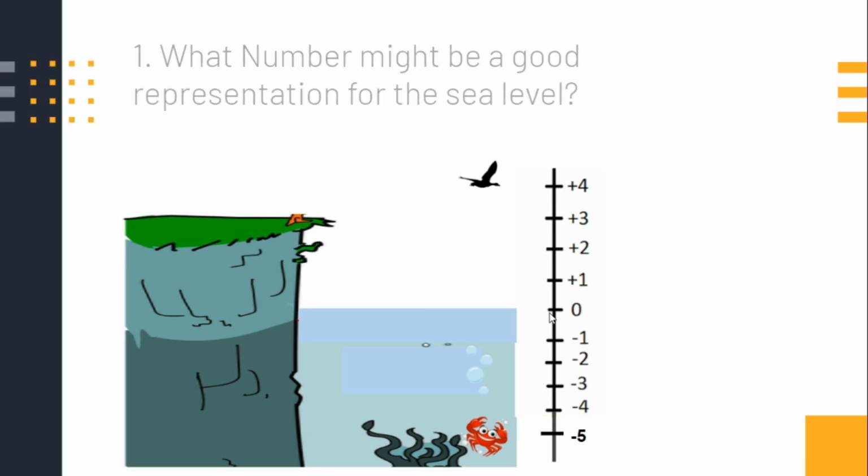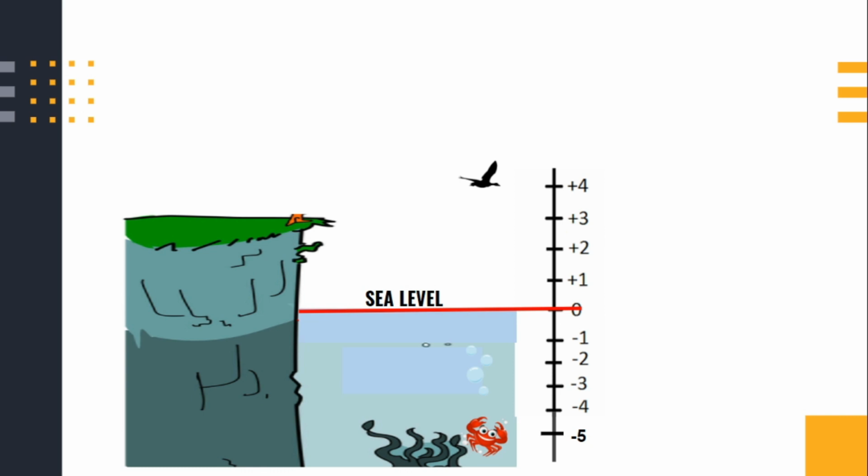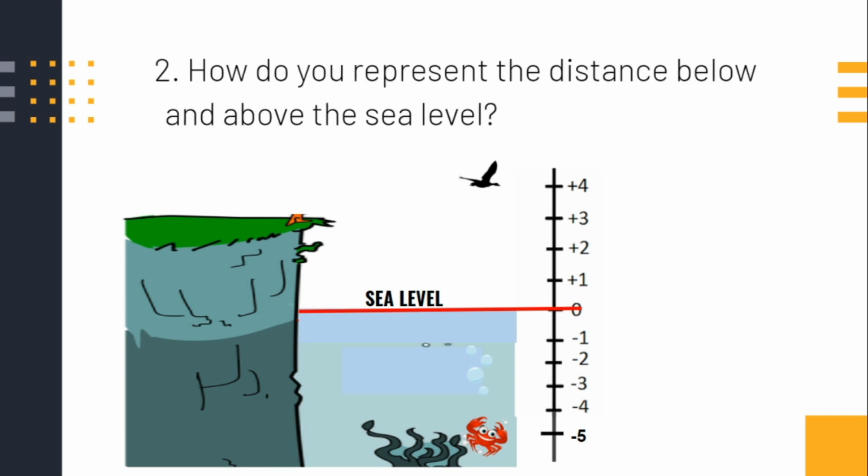Now, using this illustration, let's try to answer the following questions. Sabi dyan, what number might be a good representation for the sea level? Ano daw magandang number ang representation ng ating sea level? And that is, sabi natin, that is the sea level, we have 0. Okay? Next, number 2 is, how do you represent the distance below and above sea level? Ano daw mapapansin natin or maobserbahan natin doon sa mga distance natin below and above sea level? So, makikita natin, actually, the distance is just the same.